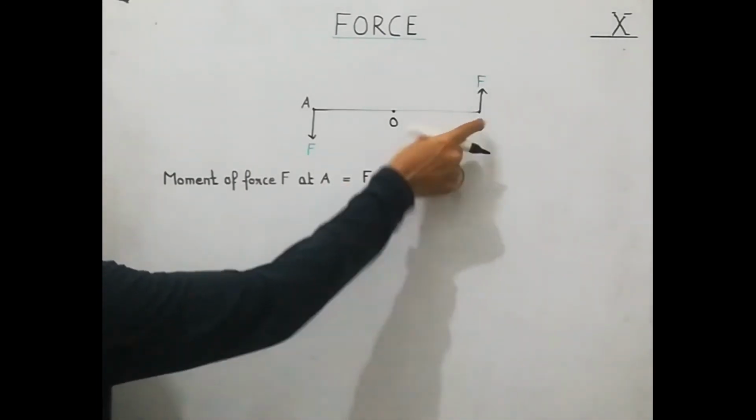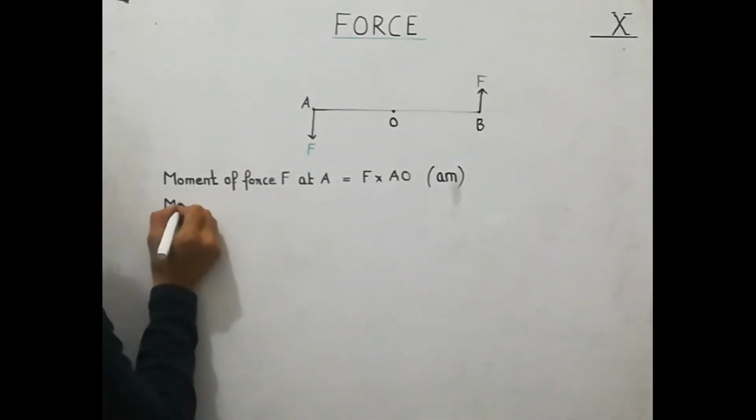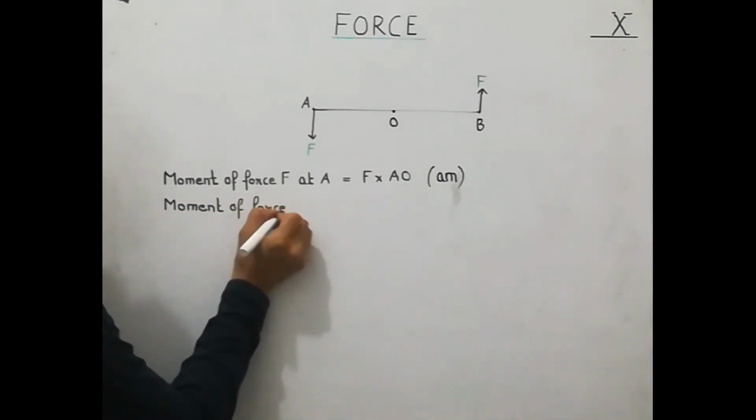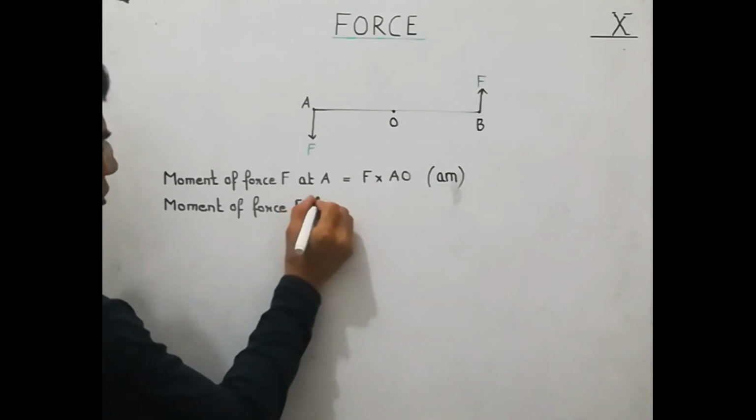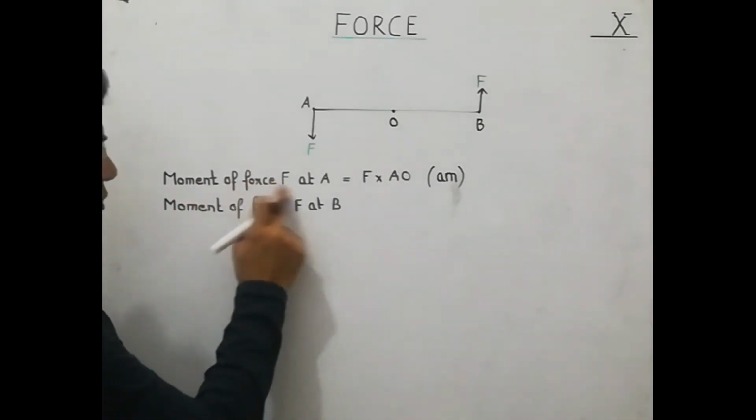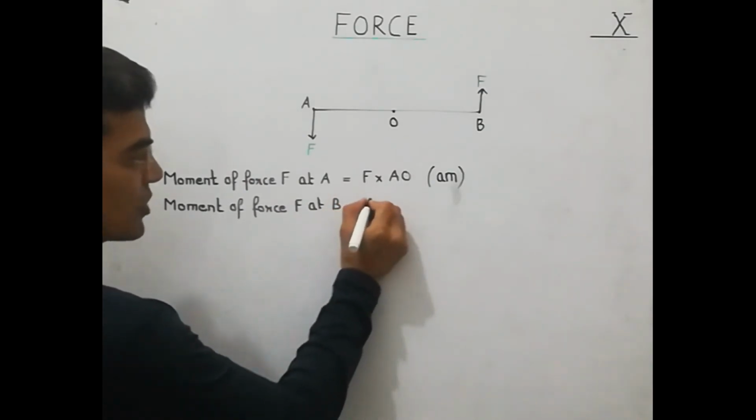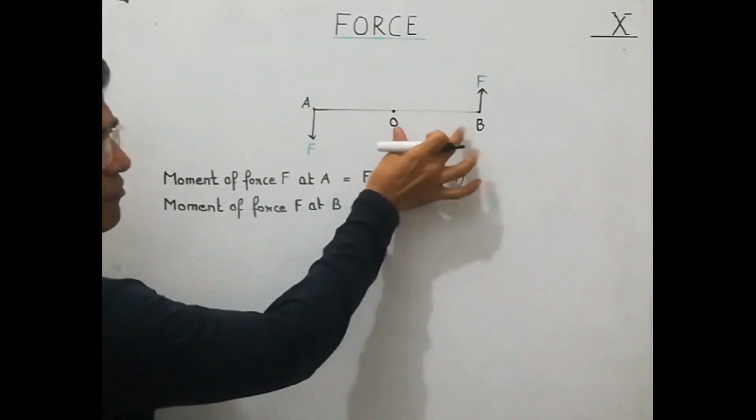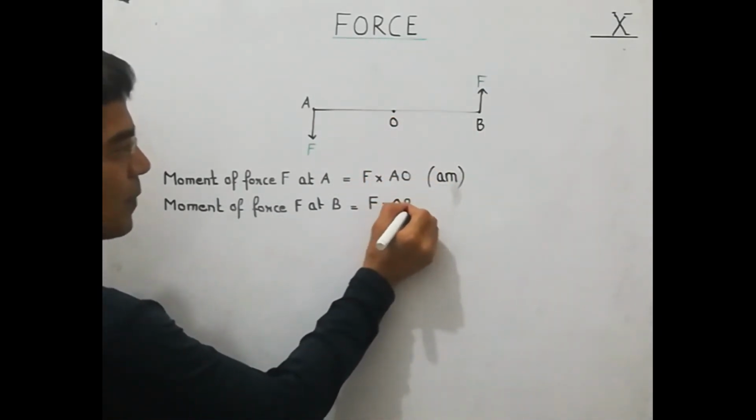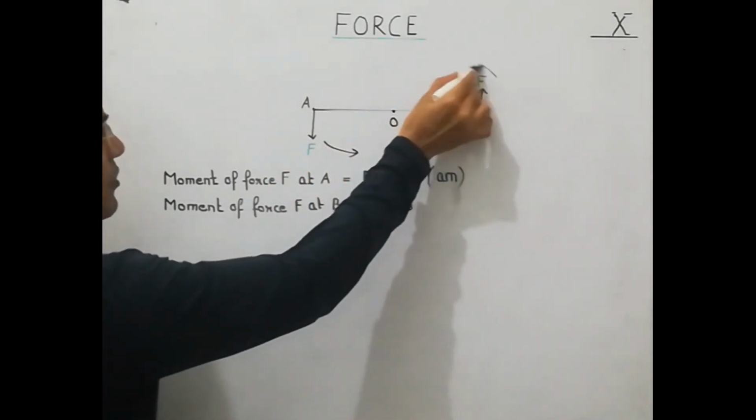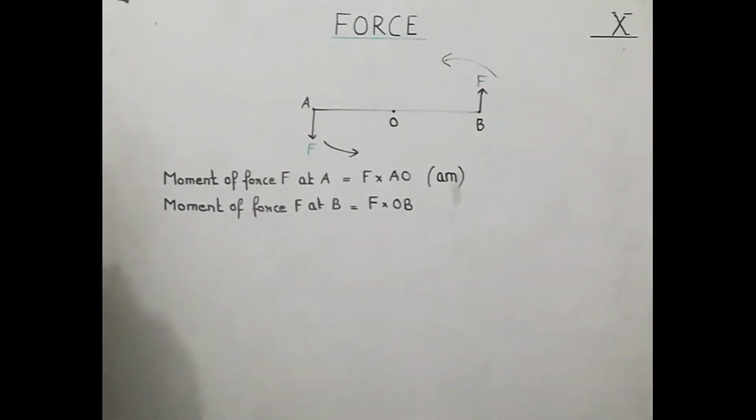Now this force is also producing a moment. So we are going to calculate the moment of force F at B. The force applied is the same F, and its distance from the point of rotation is OB. And if you see, the first force was producing an anti-clockwise movement, and this force is also producing an anti-clockwise movement.